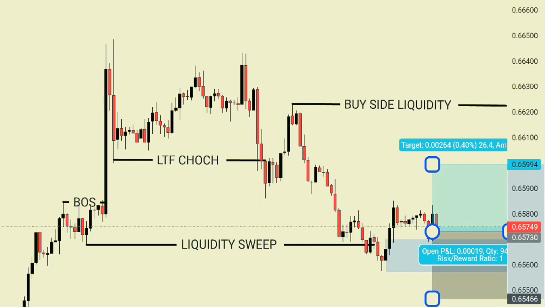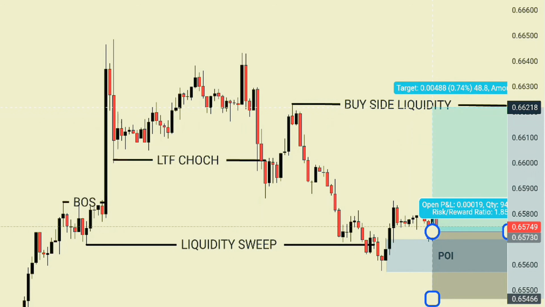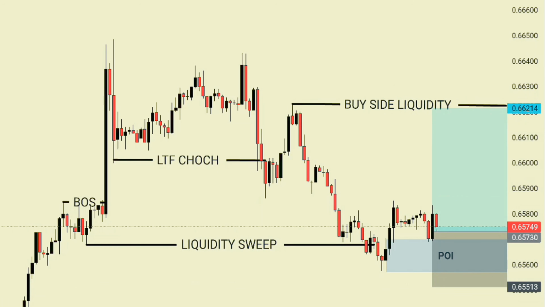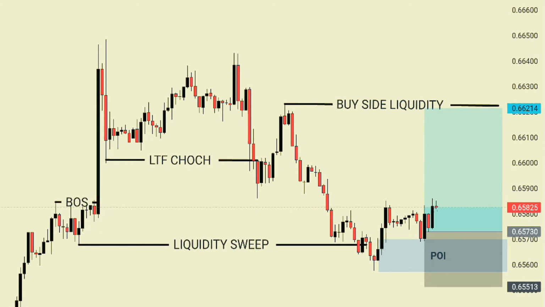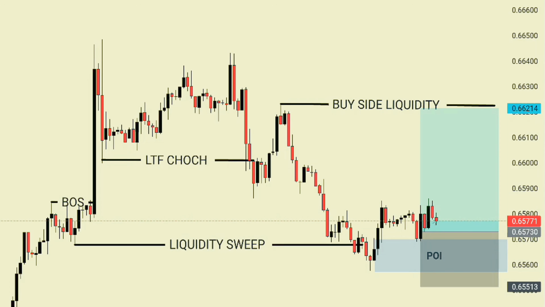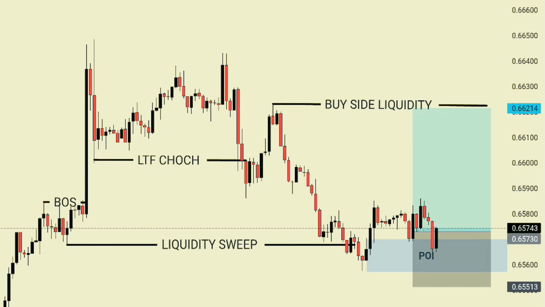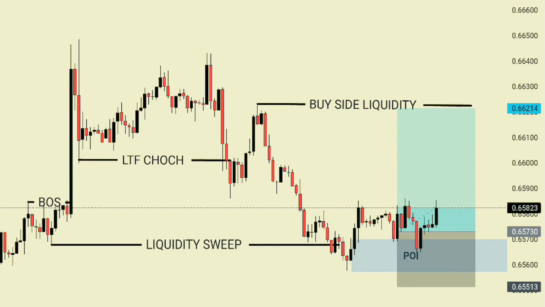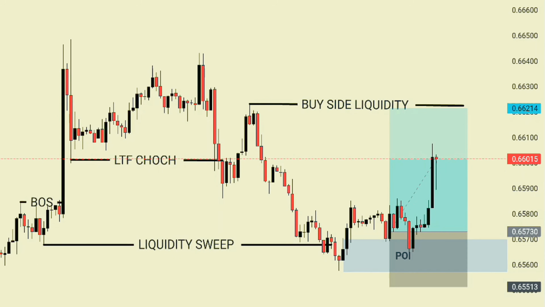So, after confirmation inside the point of interest, we take our buy entry. The stop loss remains below the sweep, and the take profit is set directly at the buy-side liquidity zone. From here, the market pushes upward exactly as expected, tapping into the buy-side liquidity and completing a textbook smart money trade. A clean, high-probability setup from point of interest to liquidity, executed perfectly.